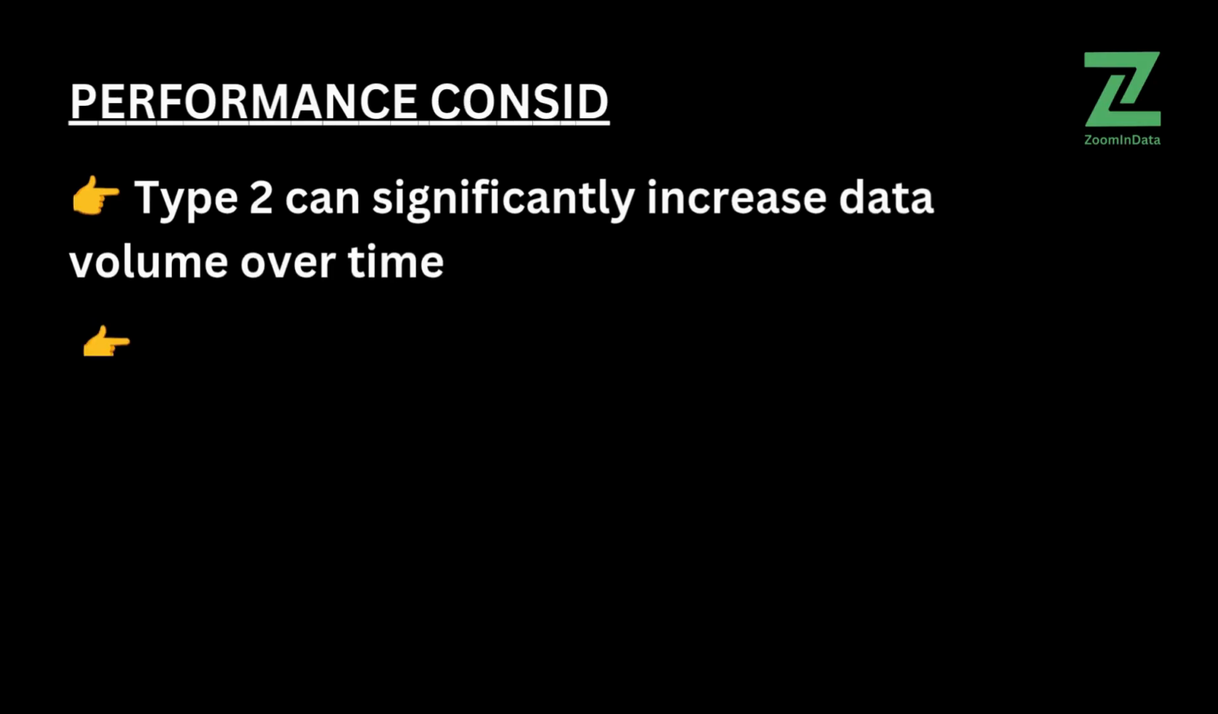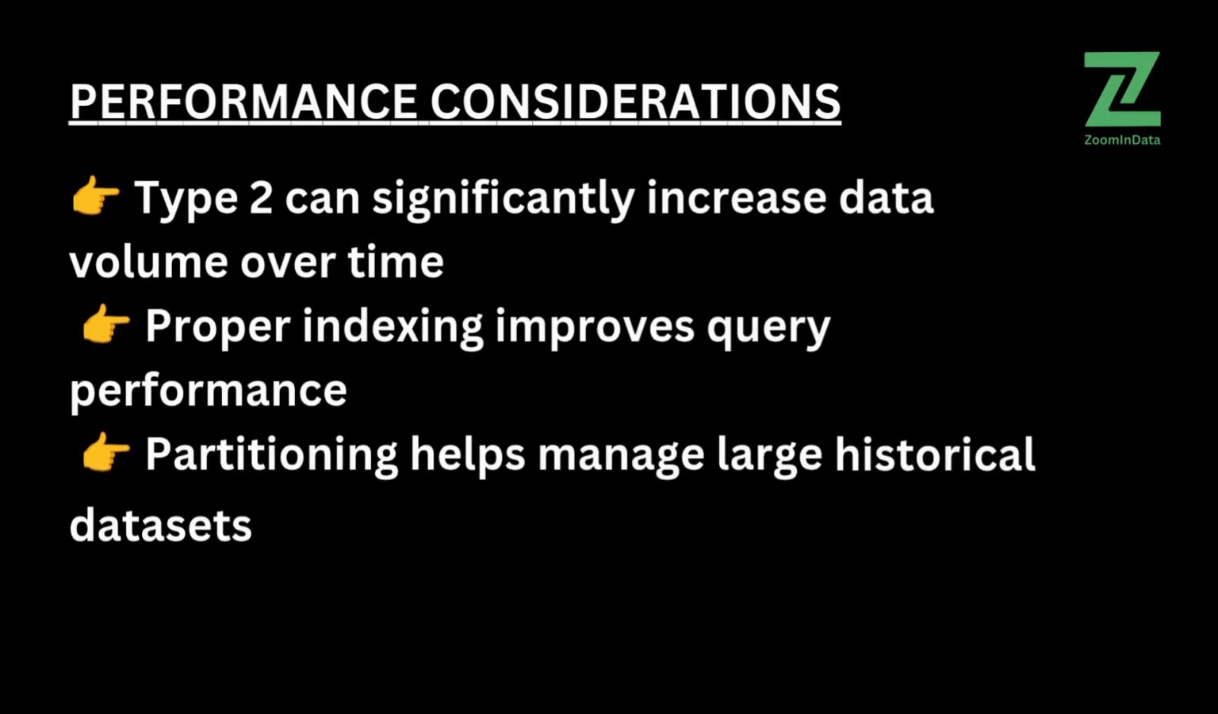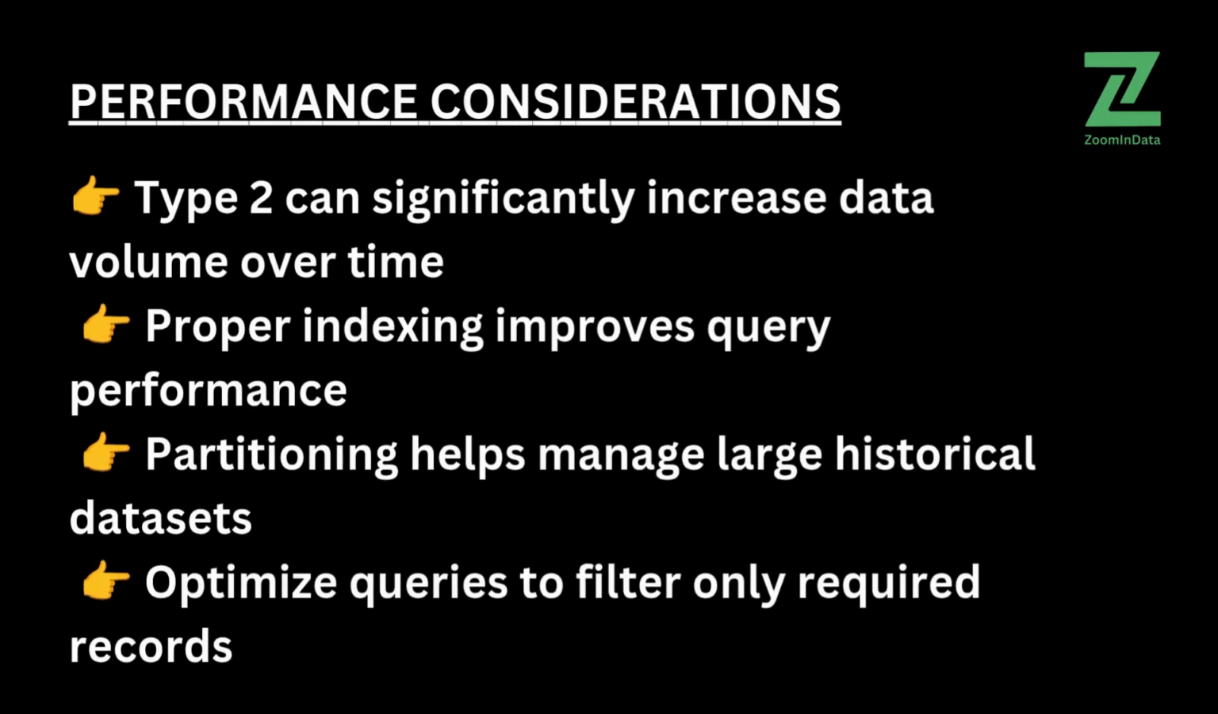SCD Type 2 can significantly increase data volume over time due to the storage of historical records. Proper indexing can help improve query performance. Partitioning strategies can be used to manage large historical datasets efficiently. Queries should also be optimized to filter only the required records, especially when dealing with time-based analysis.